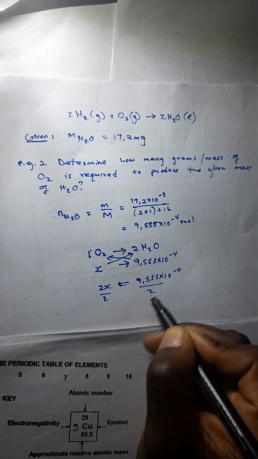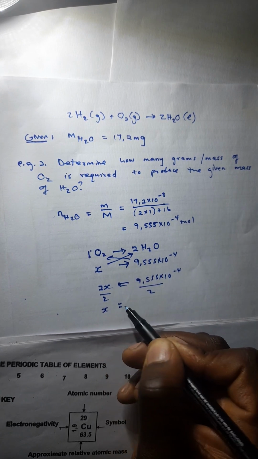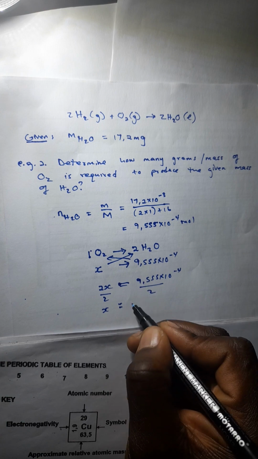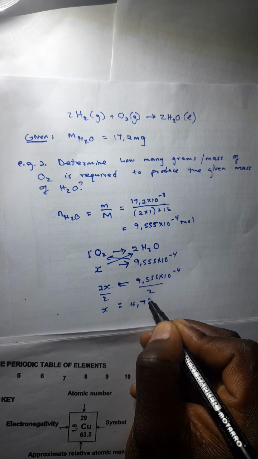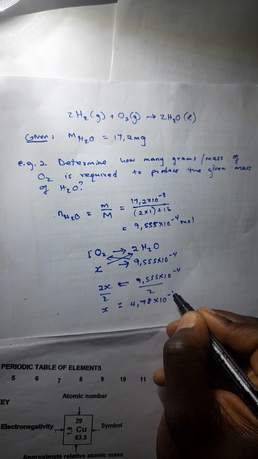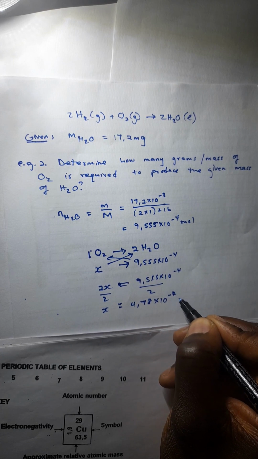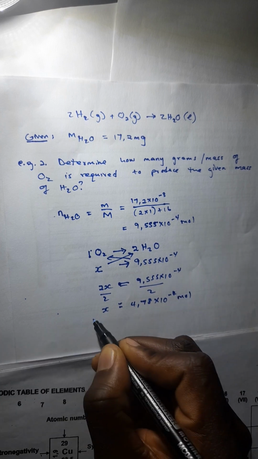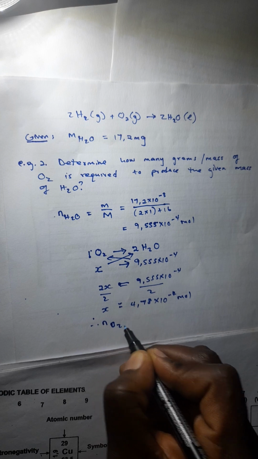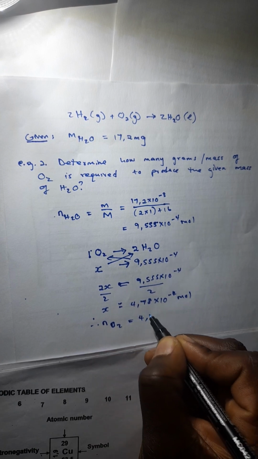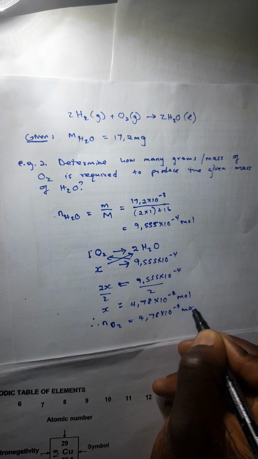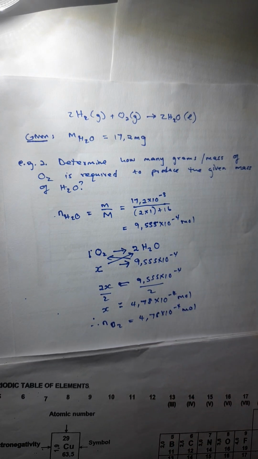You are solving for x, you divide it by 2, and you get 4.78. If the question says round off to 2 decimal places, it's 4.78 times 10 to the power of minus 4 mole. Therefore, the number of moles of O2 required is 4.78 times 10 to the power of minus 4 mole. But remember, learners are different.